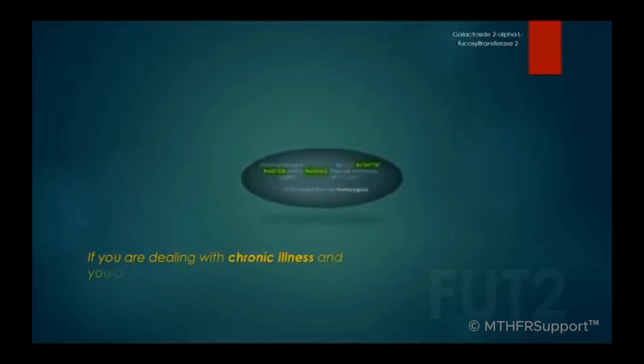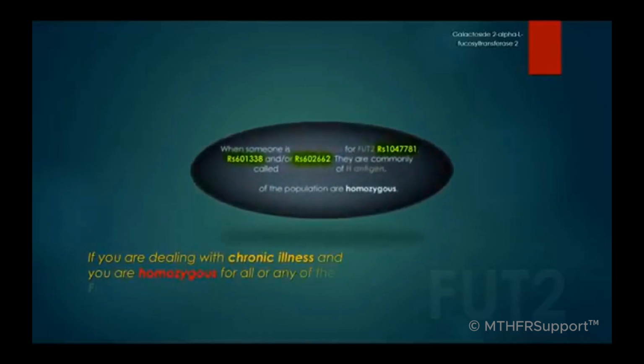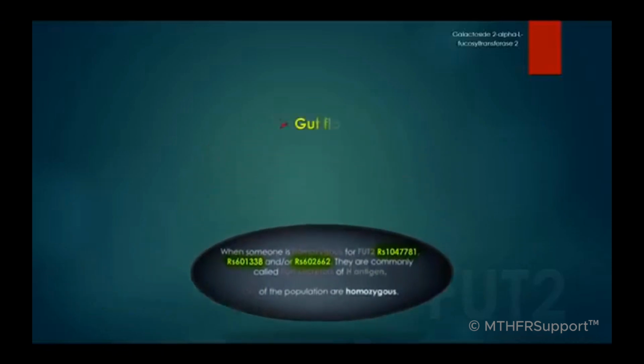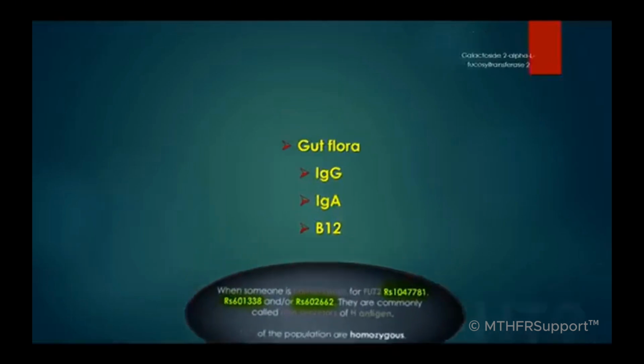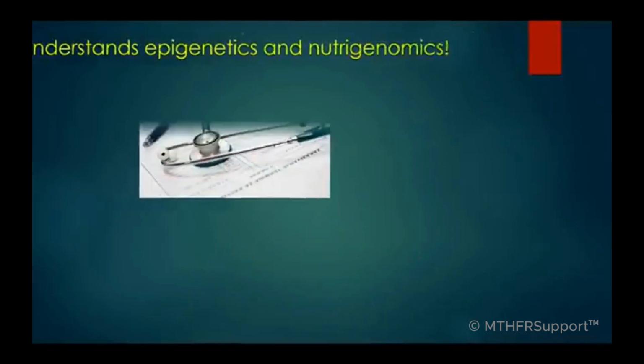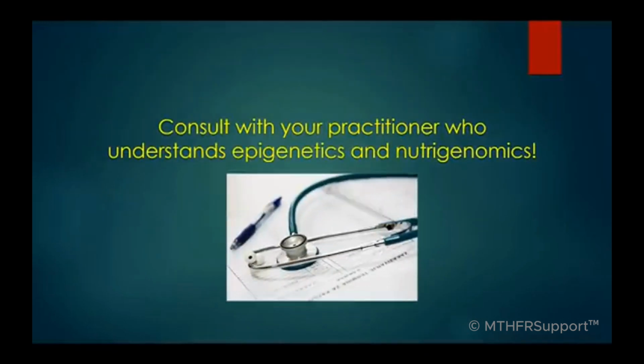If you are dealing with chronic illness and you are homozygous for all or any of the FUT2 mutations above, your practitioner may want to check the following: gut flora, IgG, IgA, and B12. If you have any concerns about this gene, contact a practitioner who understands epigenetics and nutrigenomics.